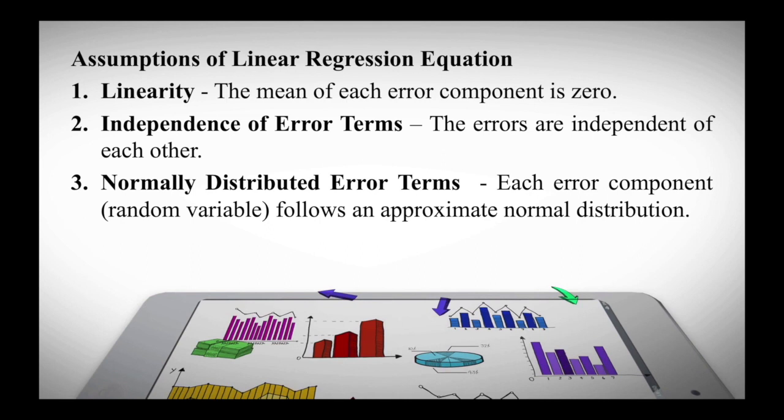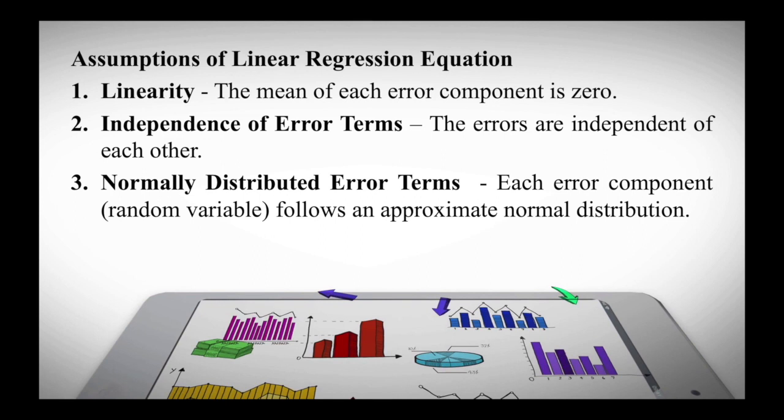Each error component or the random variable follows an approximate normal distribution. We are using here, guys, the word approximate because there's no such thing as a perfect normal distribution. Statistically speaking, we only look for an approximate normal distribution, and that is one of the assumptions of the linear regression equation. If it is not approximately normally distributed, then linear regression is not really applicable. So, we need to test our data first before applying this linear regression.